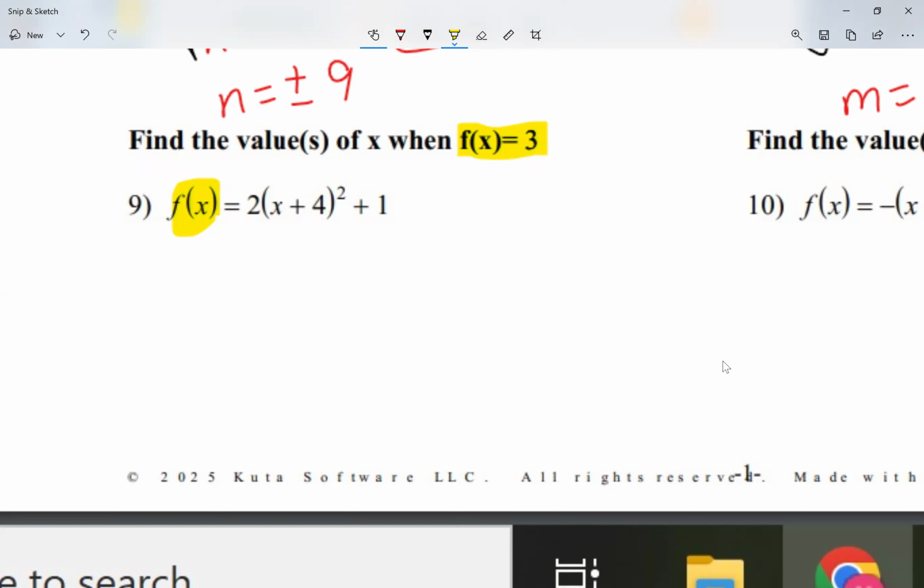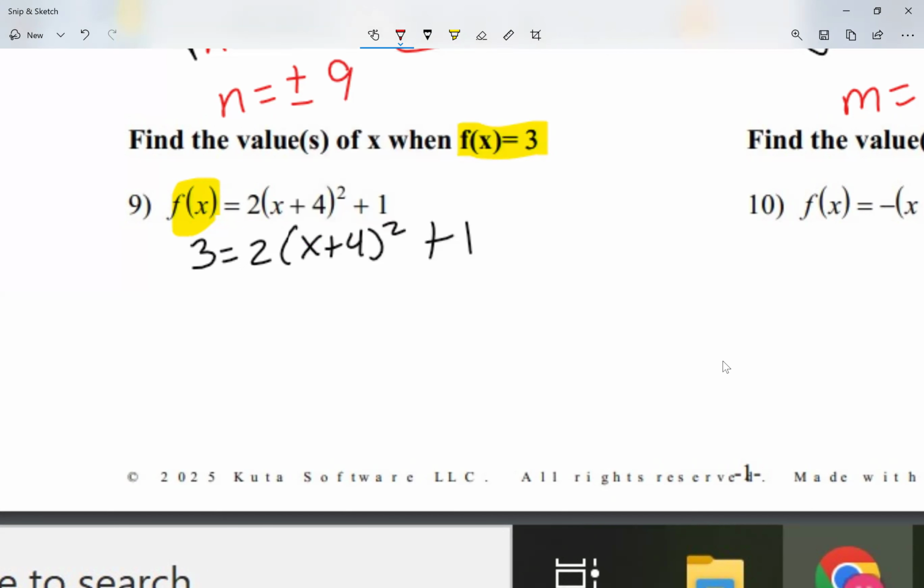So what I'm going to do, let me rewrite my question here. But instead of f of x, I'm going to write a 3. So let me write this as 3 equals 2 times x plus 4 squared plus 1. Oh, this actually kind of looks like the work that we did yesterday. I'm going to solve for x.